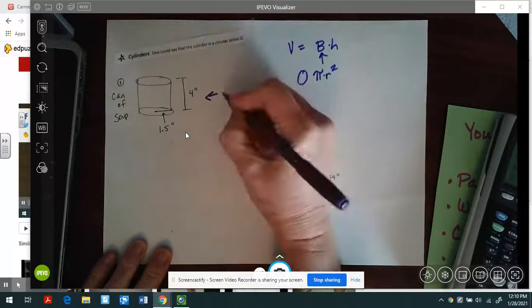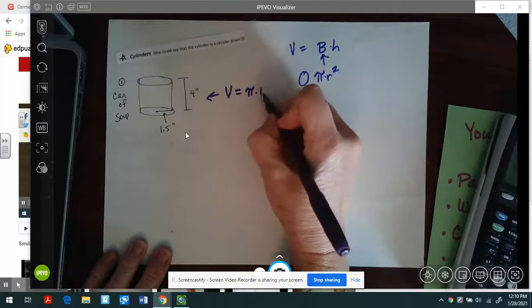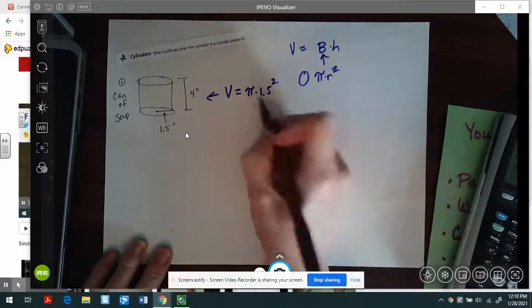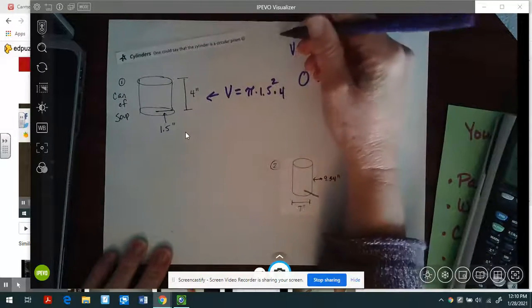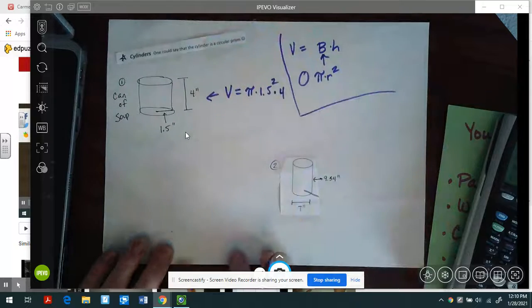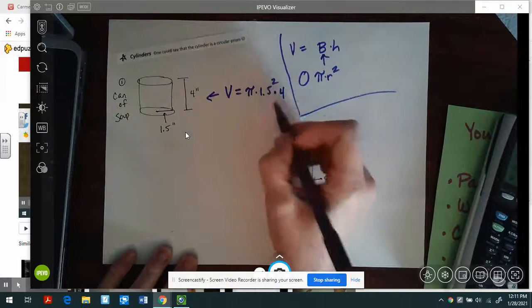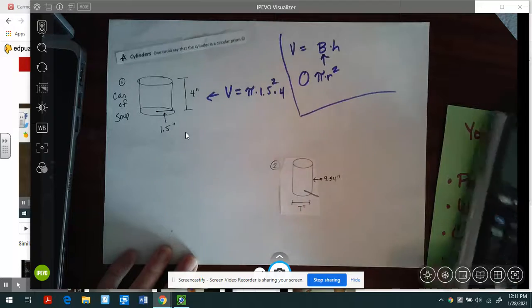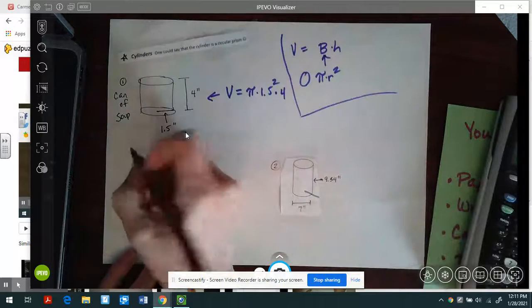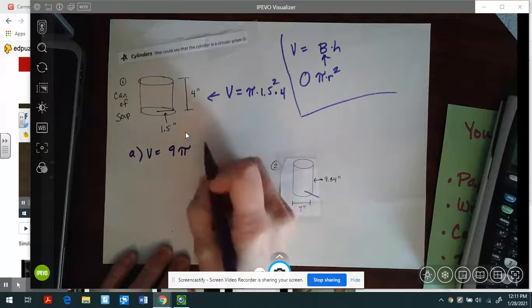Volume is pi times radius squared times height. Sorry, I got a little distracted there for a minute. So pi times radius squared times height. So 1.5 times 1.5 times 4. And I get 9. So in terms of pi, I would write the volume is 9 times pi, and these are inches cubed.